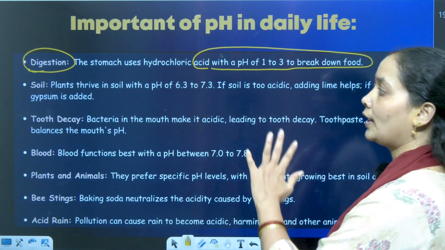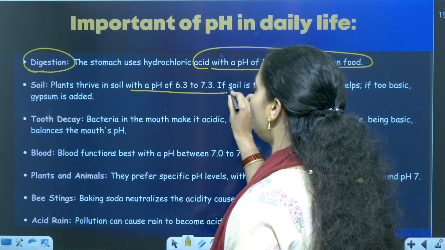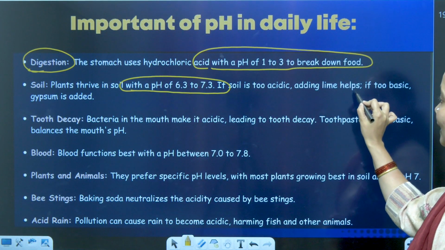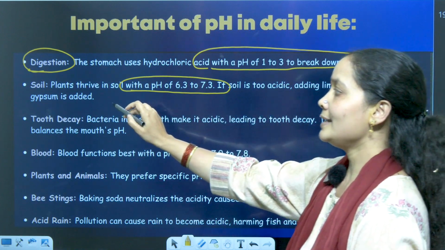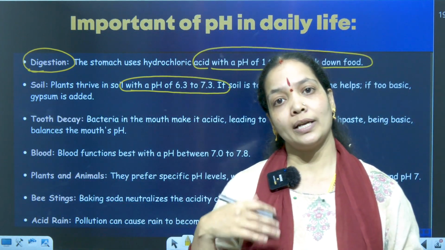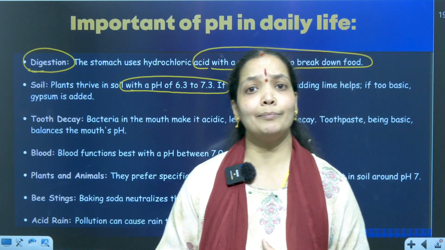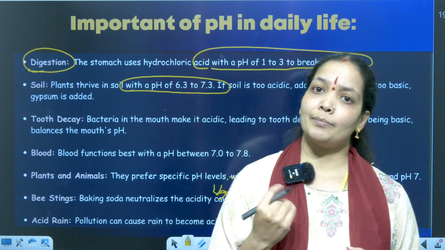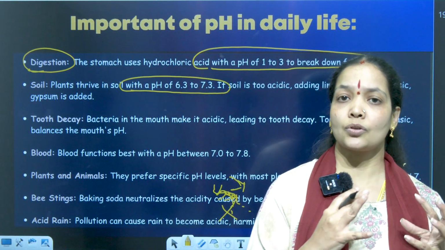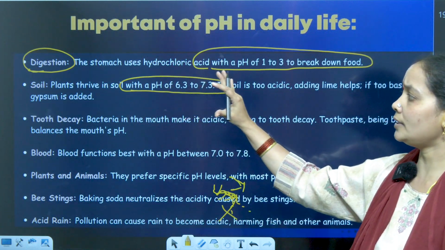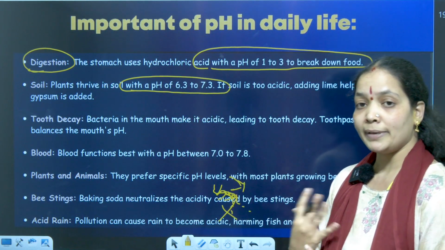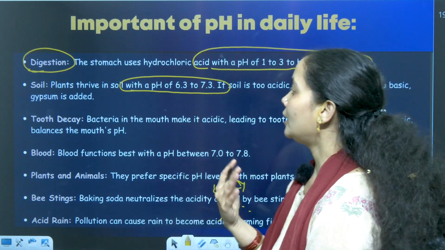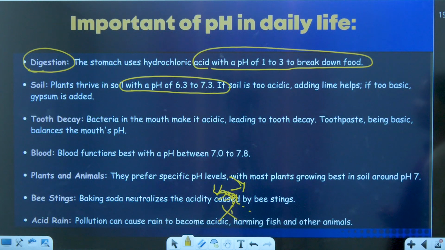Second, in soil, plants thrive with a pH of 6.3 to 7.3. If the soil is too acidic, adding lime helps. If it is too basic, adding gypsum helps. To make the soil fertile and able to grow plants, we check the amount of pH present in the soil. If the pH is not between 6.3 and 7.3, then based on that quantity we add some amount of acid or base required to equalize it.